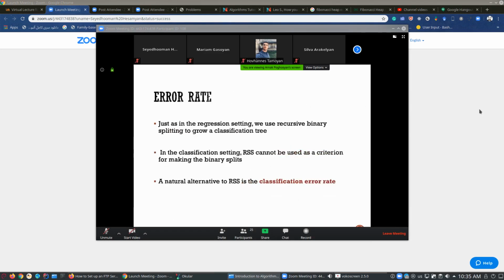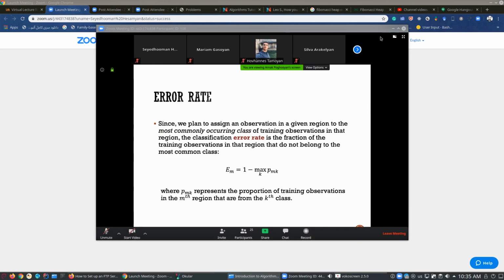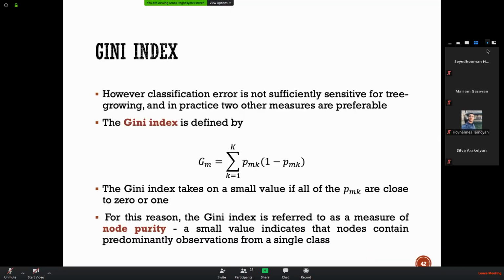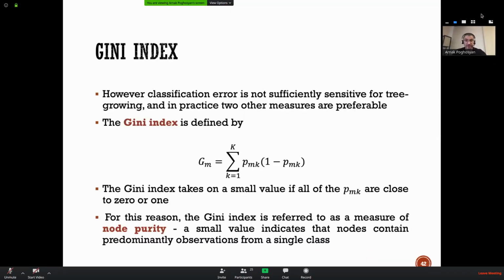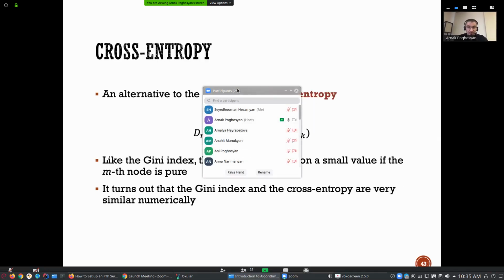Classification. Okay, we have Gini index instead of error rate, and we have entropy.